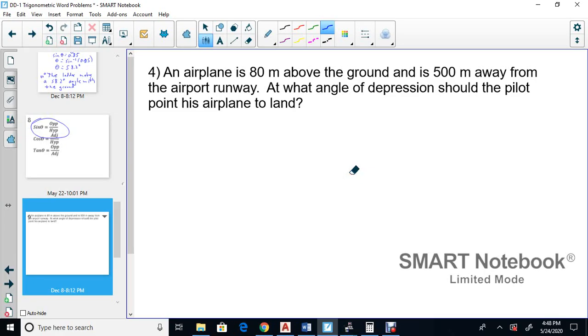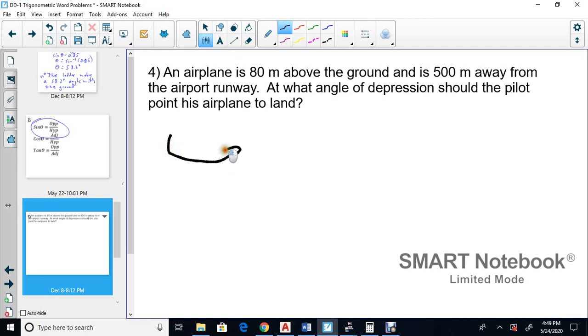The very last one that I'll do, then you guys will have to do the rest. So, last one. An airplane is 800 meters above the ground and is 500 meters away from the airport runway. At what angle of depression would the pilot point his airplane to land?